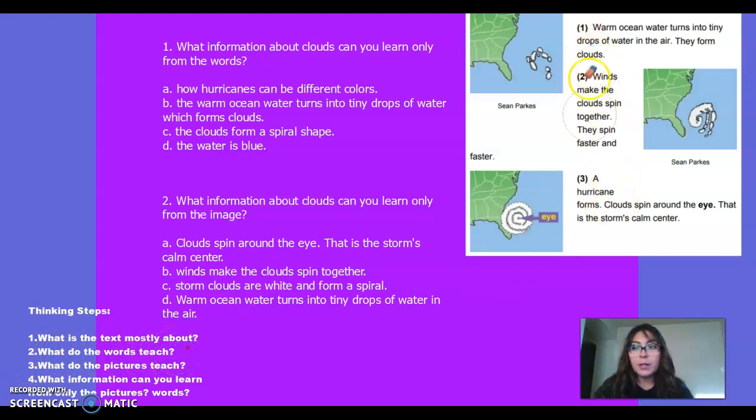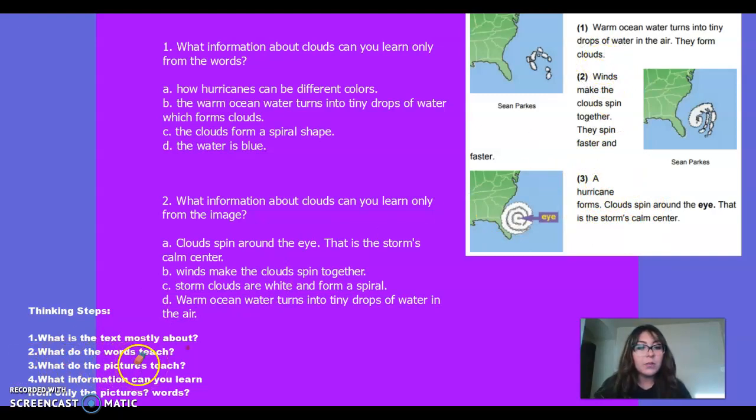I'm going to reread page 2 of the article so I can figure out what the words are trying to teach me here. I'm going to start with paragraph 1. Warm ocean water turns into tiny drops of water in the air. They form clouds. 2. Winds make the clouds spin together. They spin faster and faster. 3. A hurricane forms. Clouds spin around the eye. That is the storm's calm center. So the words in this page are teaching me about how the storm forms and how clouds spin together and make the eye.